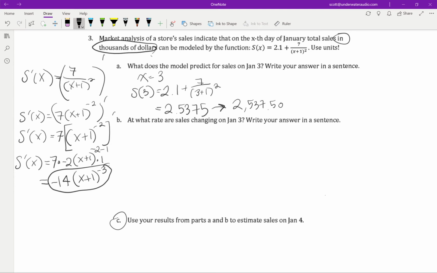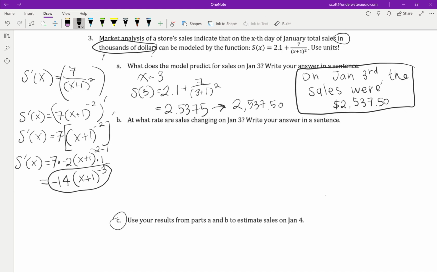Okay, so I need to write my answer as a sentence. On January 3rd, the sales were $2,537.50. So, I worded that kind of funny. Another way to say it would be on January 3rd, they sold $2,537.50 worth of stuff.